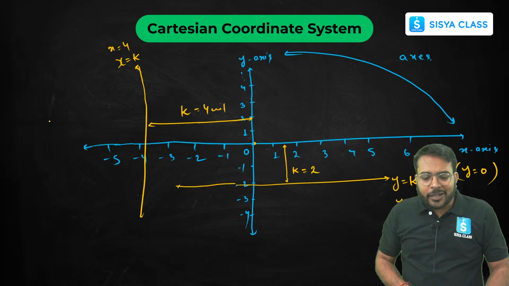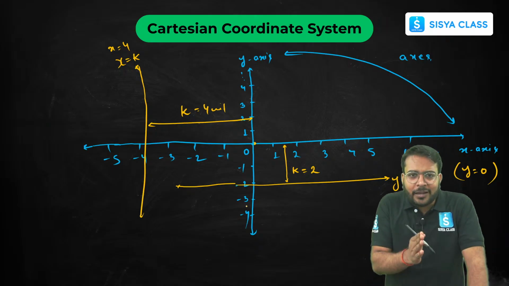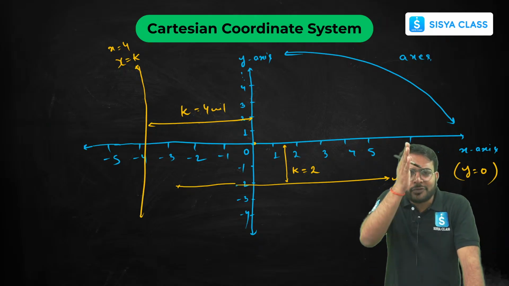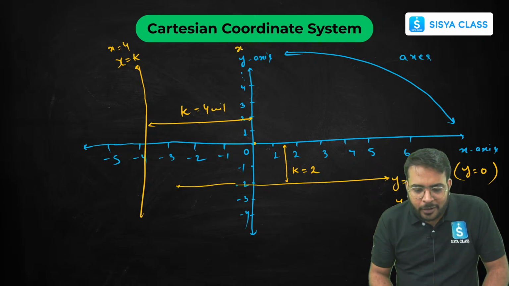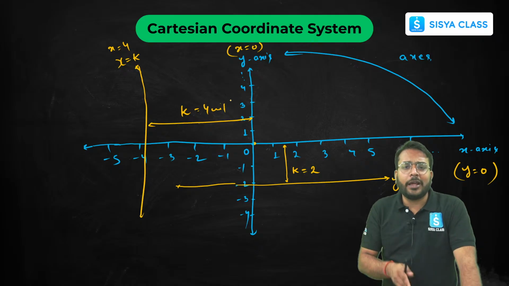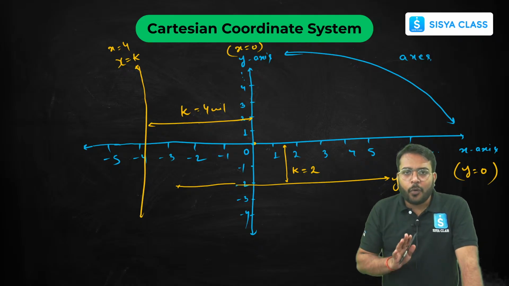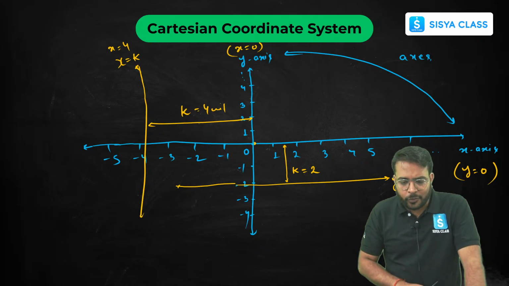Understood my point? In the same way, if this line is coinciding with the y-axis, then the equation of this line is going to be x is equal to 0, and that's why the y-axis is also called the x is equal to 0 line. I hope this is clear for you.